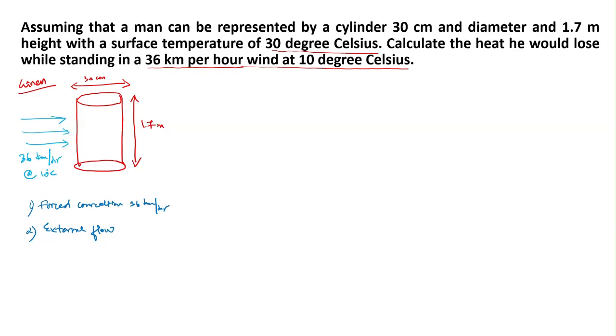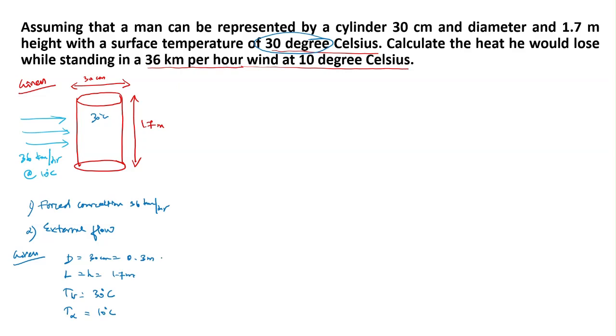From the given data, the diameter is 30 centimeter, which is 0.3 meter. The length or height is 1.7 meter, the wall temperature TW is 30 degrees Celsius, and the ambient temperature T infinity is 10 degrees Celsius. This is the given data.